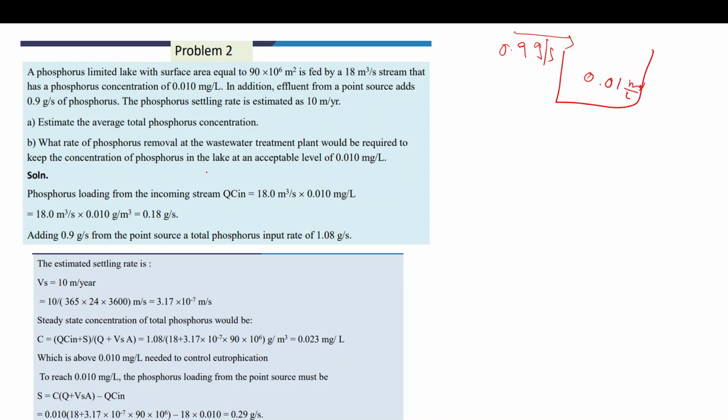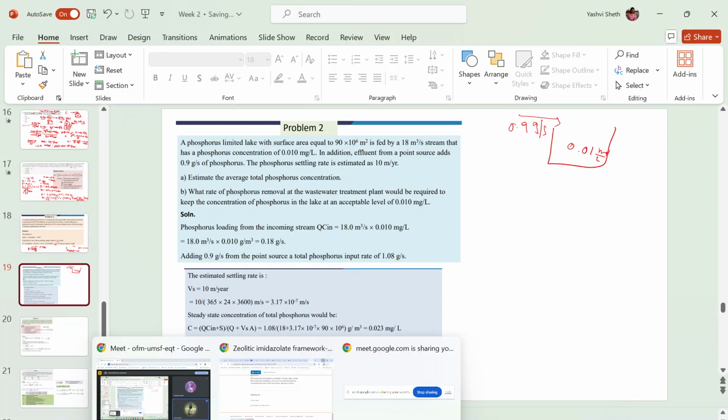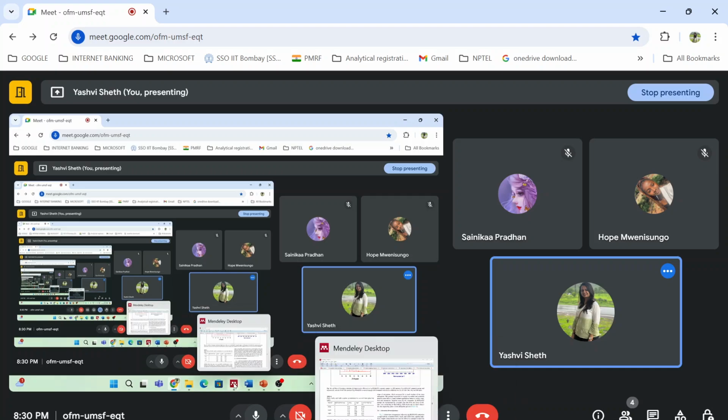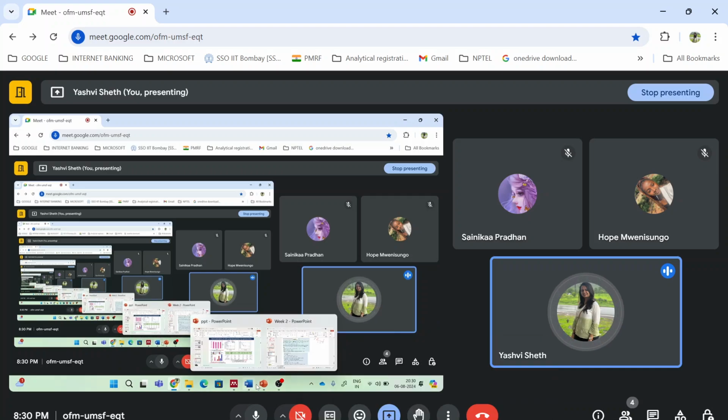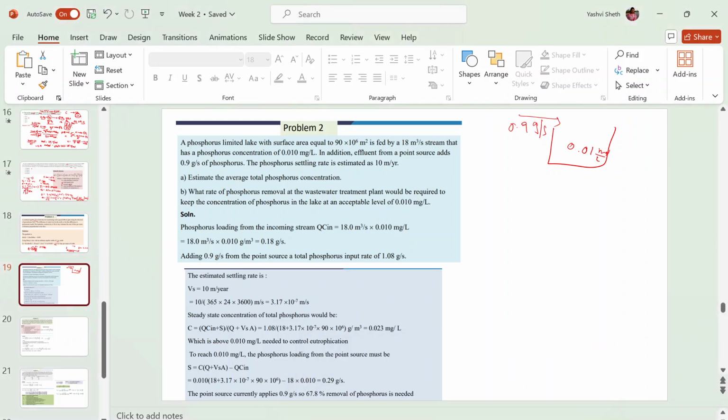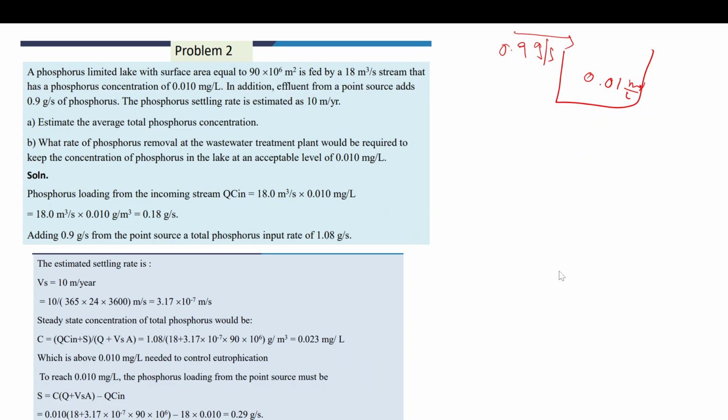So, first let's find out what is the inlet flow rate, or what amount is coming in. So, phosphorus loading from the incoming stream.